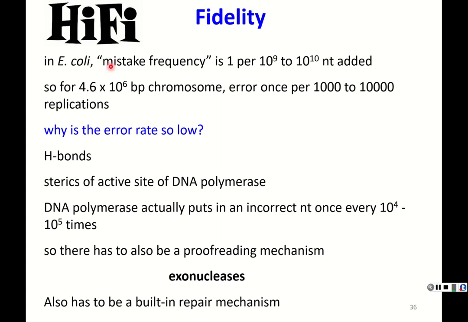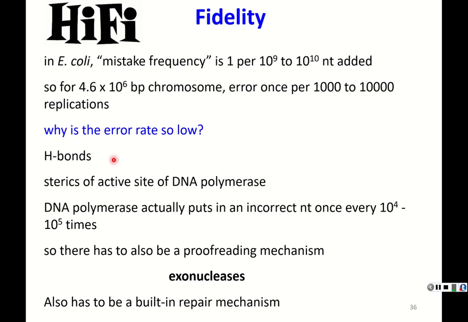So if you have a typical chromosome in E. coli, 4.6 times 10 to the 6 base pairs, that's like 5 million base pairs. So you can think of that with the error frequency. You're going to make an error once every 1,000 to 10,000 times that cell replicates. So that's a very, very small number when you think about copying something that is 5 million letters. You're only going to make a mistake once every 1,000 times you copy that.